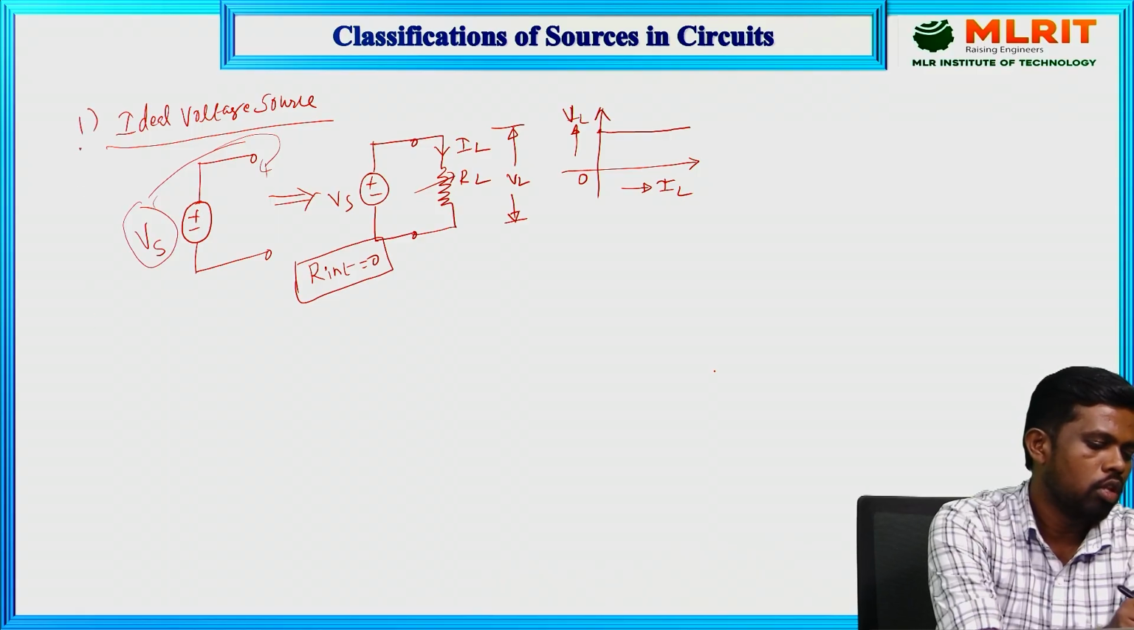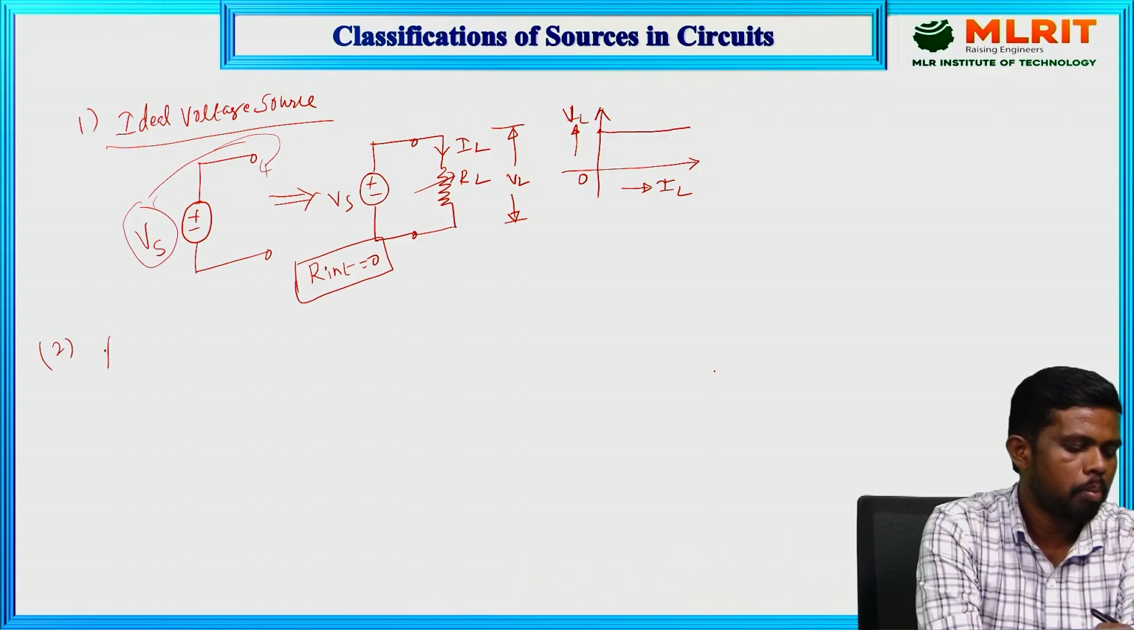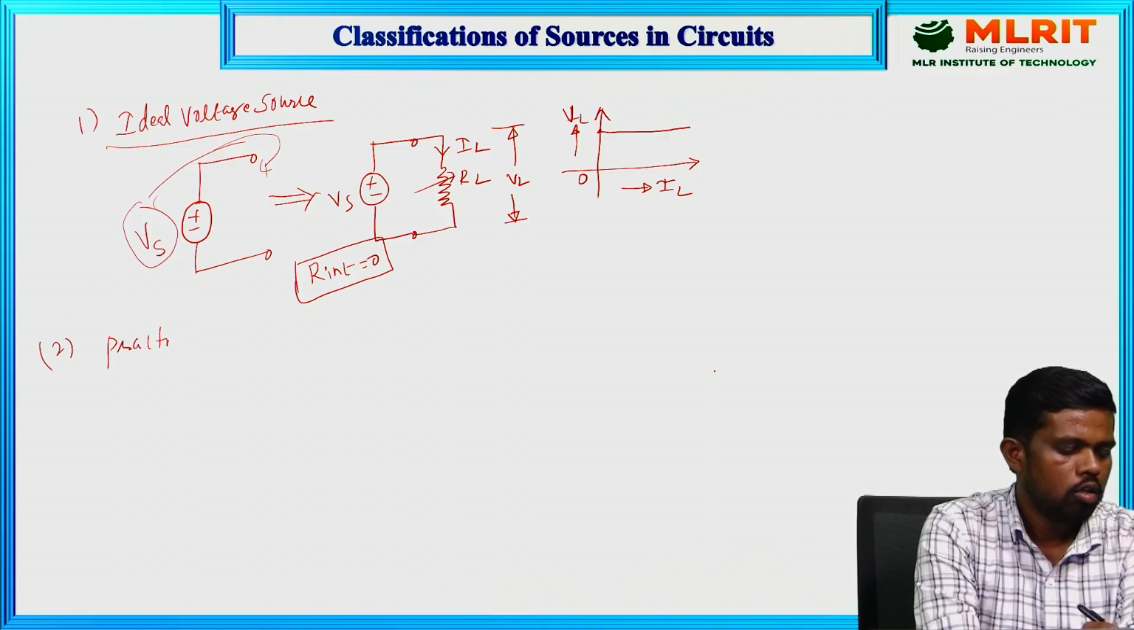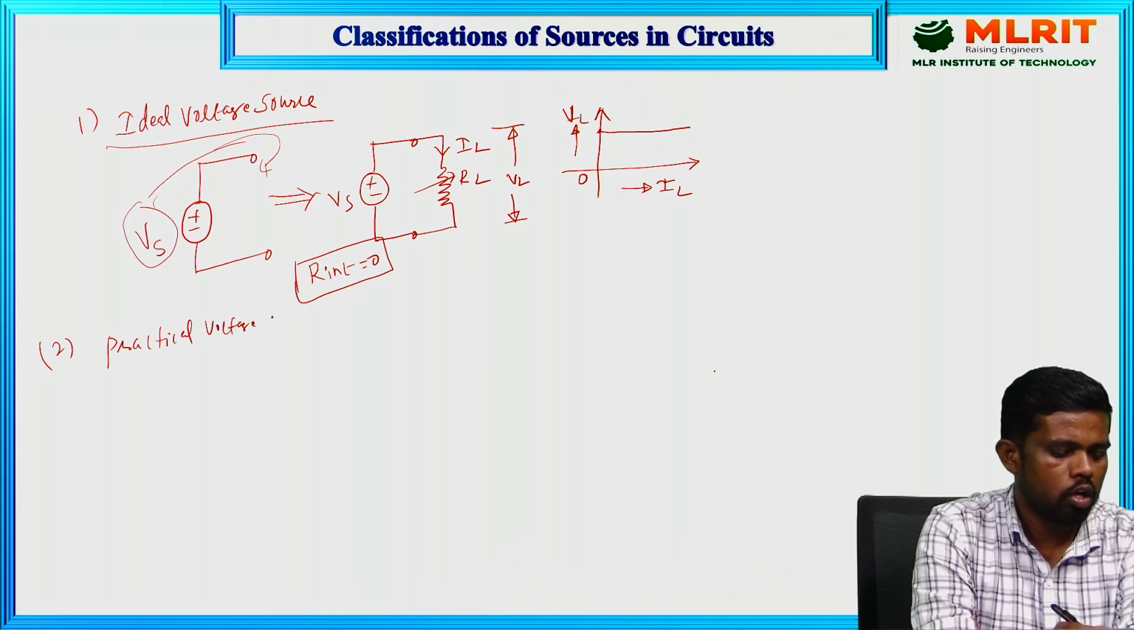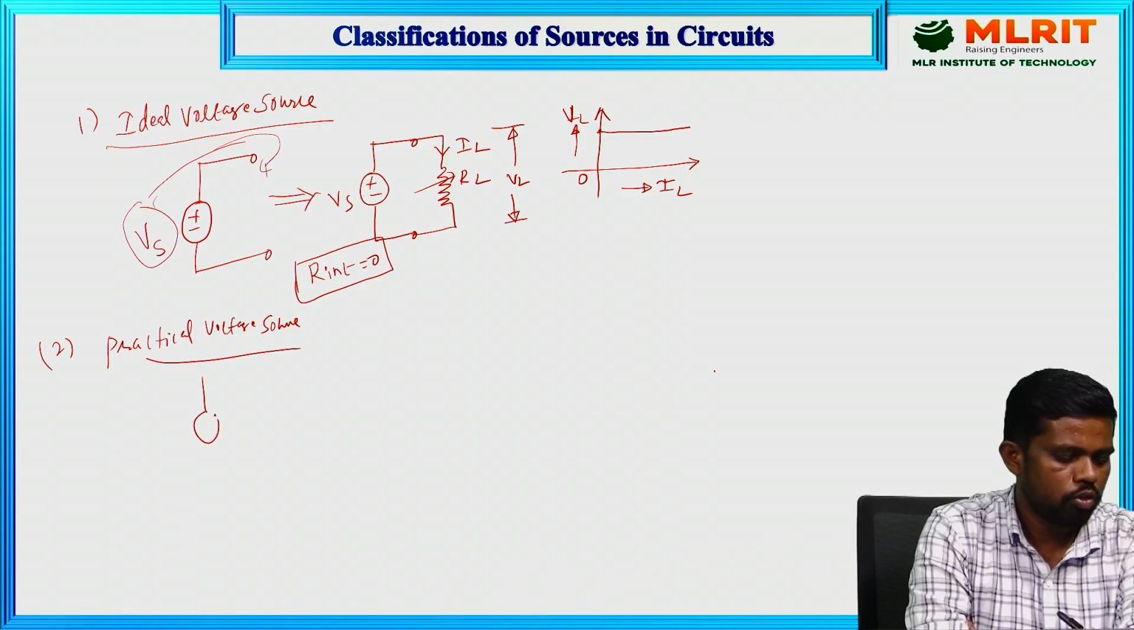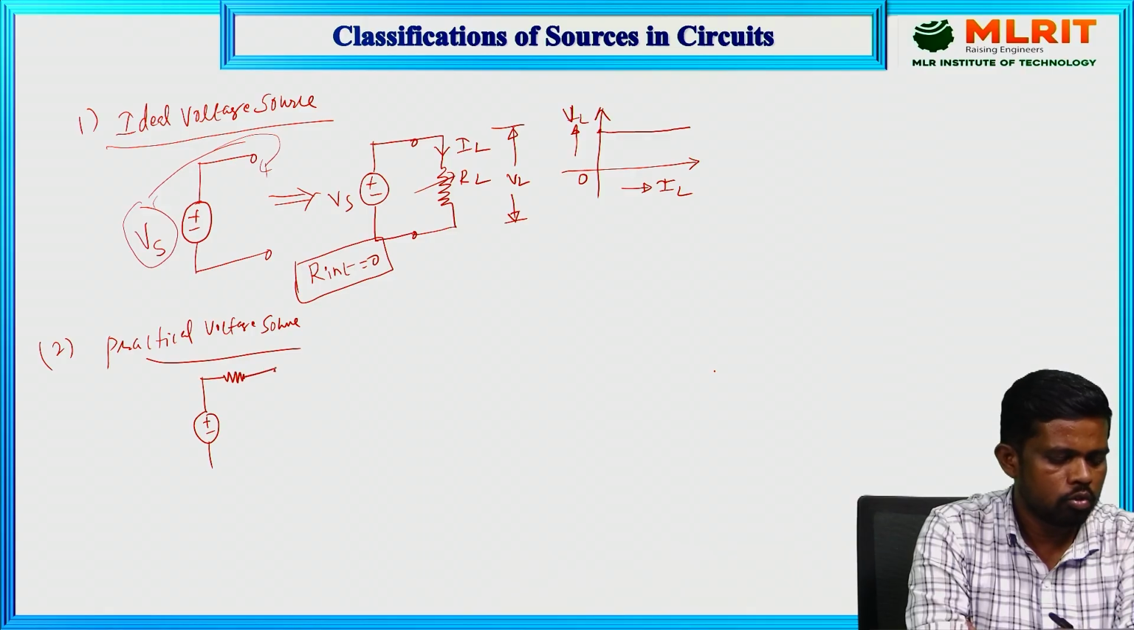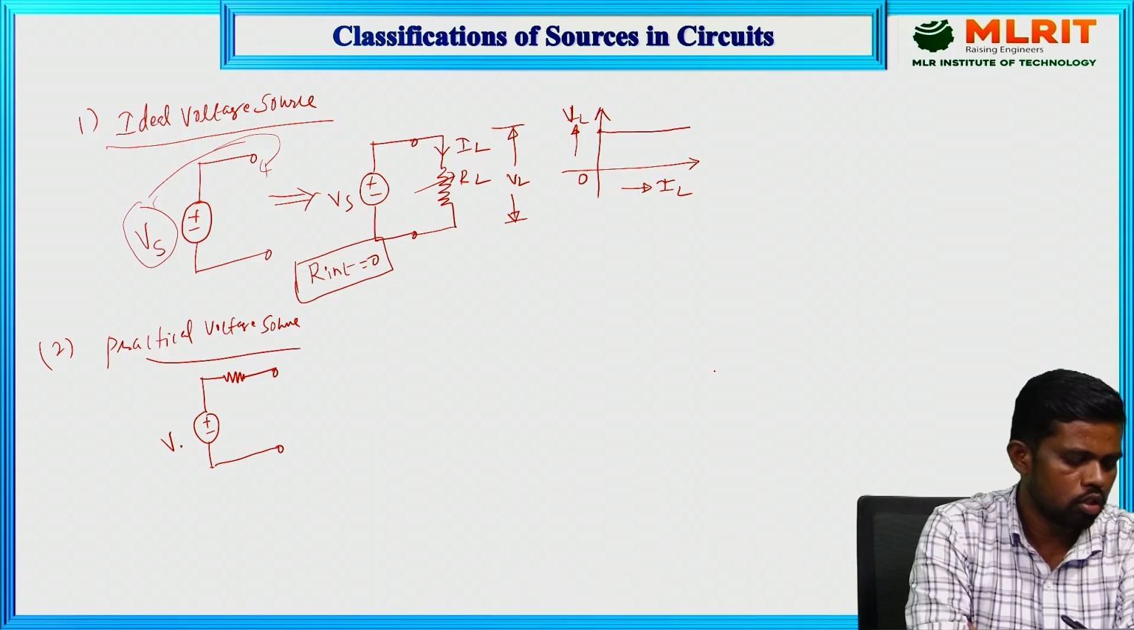So now coming to the second one, that is a practical voltage source. The practical voltage source is an independent voltage source which delivers specified or reduced value of voltage to the load terminal. So this is the notation of the practical voltage source. This is the source voltage. And this is the internal resistance of the practical voltage source.